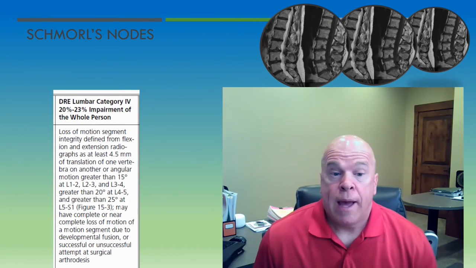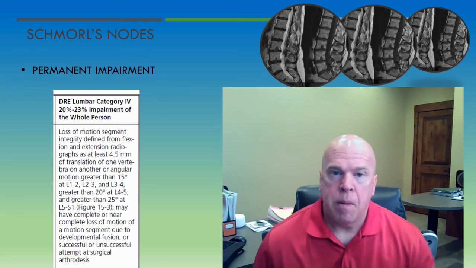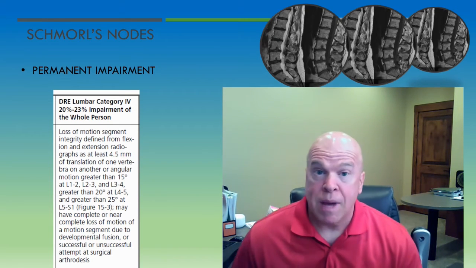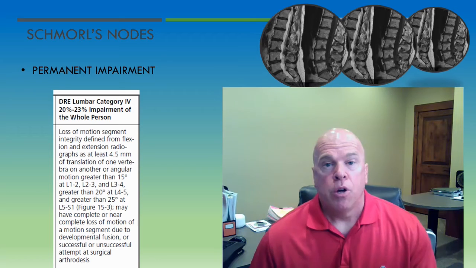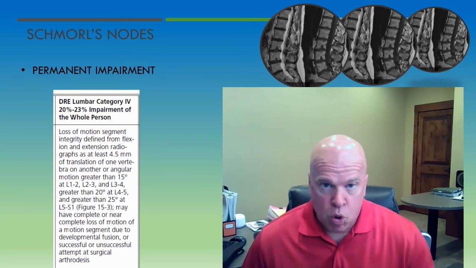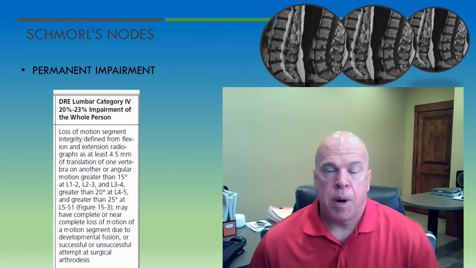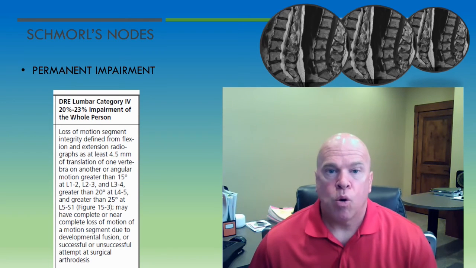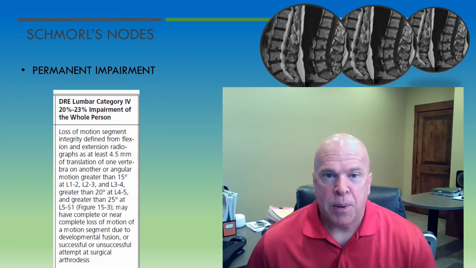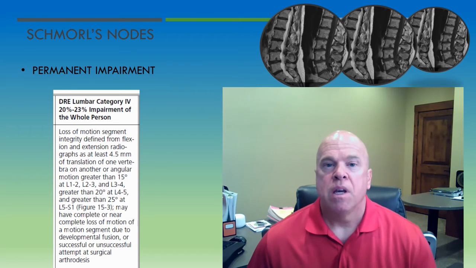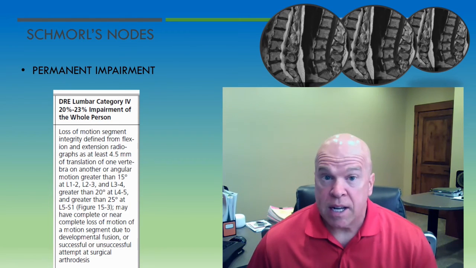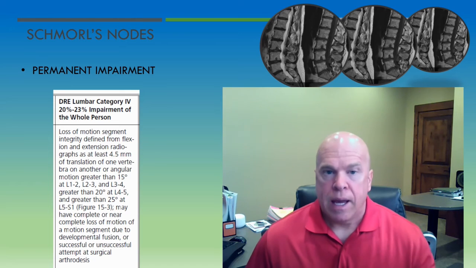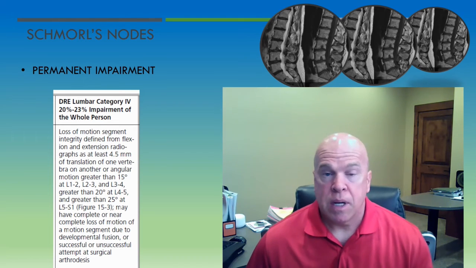One option that you have for rating permanent impairment in examinees who have a symptomatic Schmorl's node, or for whom you believe that the Schmorl's node is contributing to their permanent impairment, is the DRE lumbar spine category 4 under the DRE method. Now, in order to provide a permanent impairment rating under the DRE 4 category, you need to obtain flexion and extension radiographs and do an analysis of motion segment integrity.